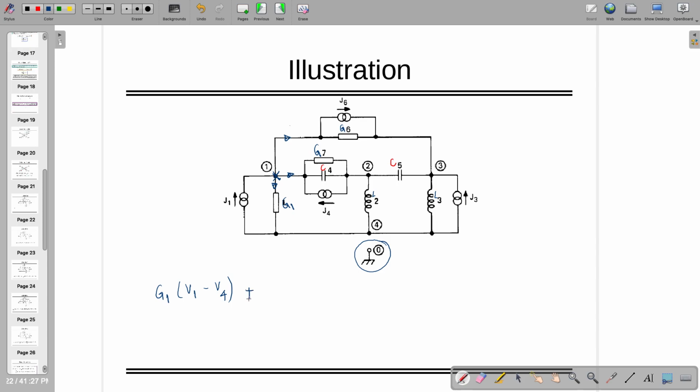G7 (V1 minus V2) plus SC4 (V1 minus V2), sorry, plus 1 by SL, but why SL? Look, when you are talking about this, it's not connected to the inductor, right? So you have to just look at the third terminal now, the third node. So what will be the value?